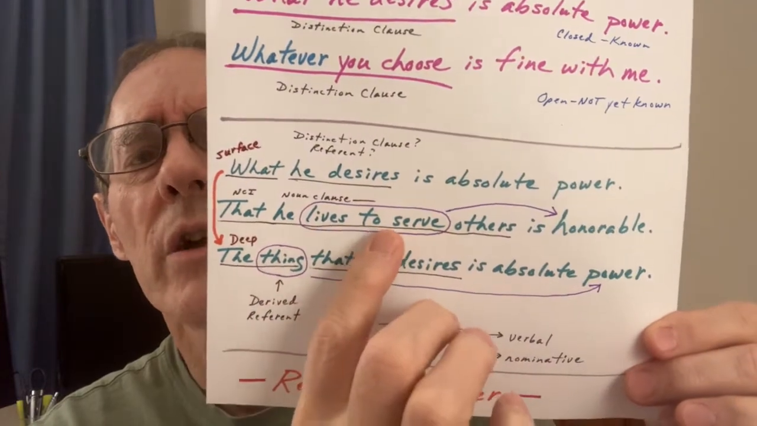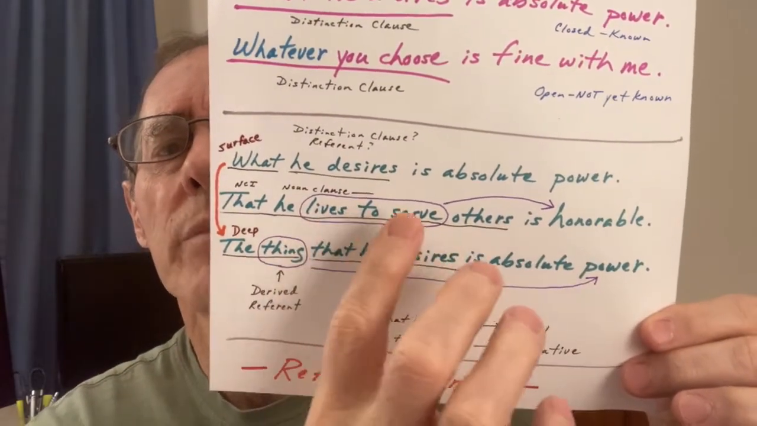So in the sentence with the distinction clause, you have basically a nominative feel: thing, power. And here, lives to serve, honorable. You have a verbal thing. You kind of have an action thing going on. I hope you understand that, because we're going to move on to the next word.